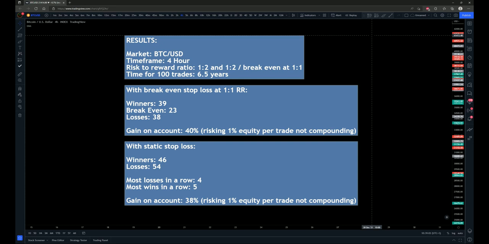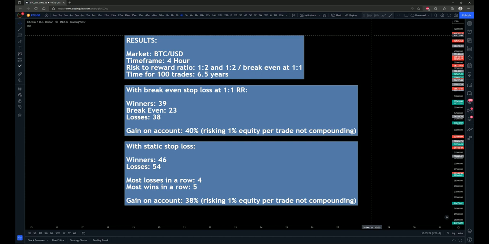Now, if we take a look here with the break even stop loss at 1 times the risk, there were 39 winning trades, there was 23 break even trades, and 38 losing trades. So the gain on the account ended up being 40% if risking 1% of your account equity per trade, not compounding, which is a pretty good figure.